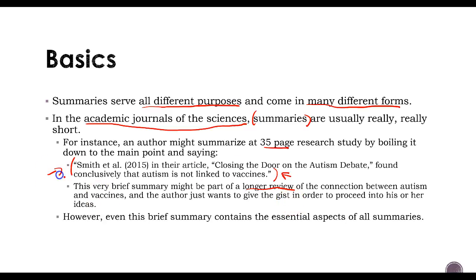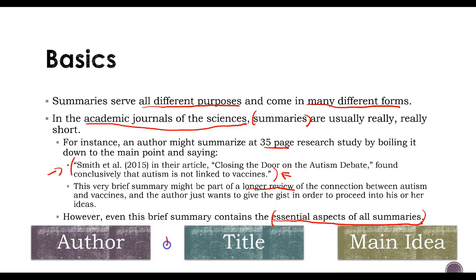However, even in this really brief summary, we can see the essential aspects that all summaries need, or the sort of cornerstones of all summaries. All summaries must have the author, who wrote the thing that you're summarizing, the title, and you want to put titles in quotation marks, like how I did here, and the main idea. What's the main idea of the article or piece that you're summarizing?